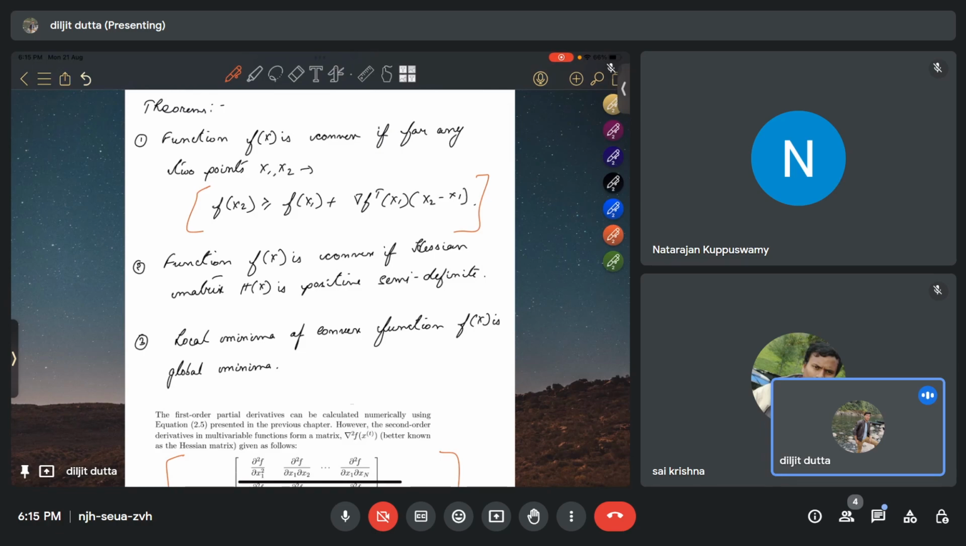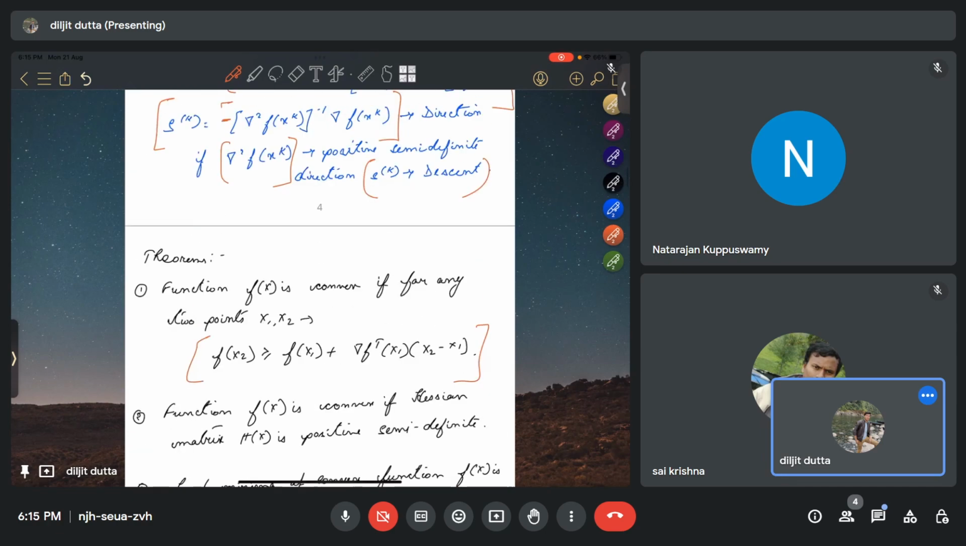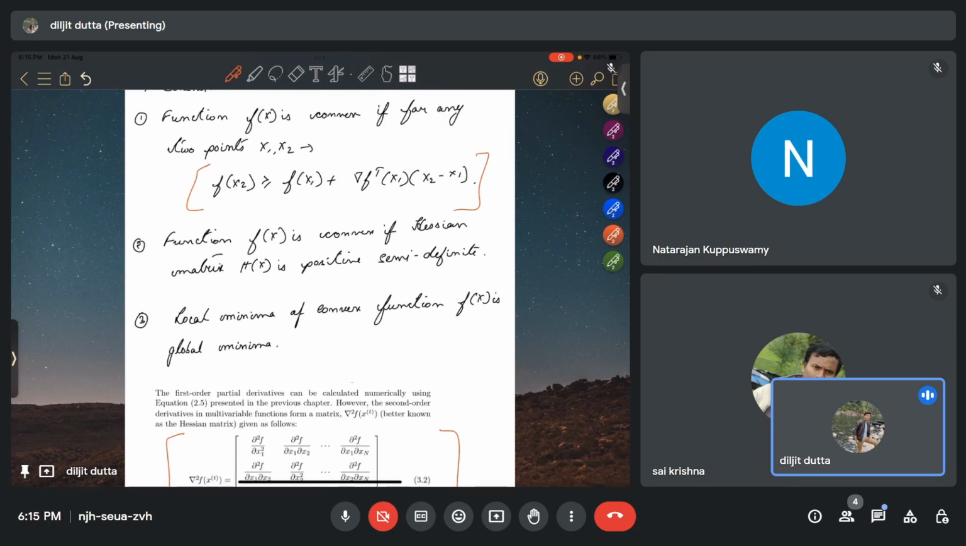The second theorem: a function f of x is convex if the Hessian matrix H of x is positive semi-definite. We have seen this for the minima. A convex function will always have a minima, and for a minima in 1D, the condition is that f double dash of x should be greater than or equal to 0. Sorry, I said less than; it is greater than or equal to 0. Less than or equal to 0 is for the maxima, and for the minima it is greater than or equal to 0.